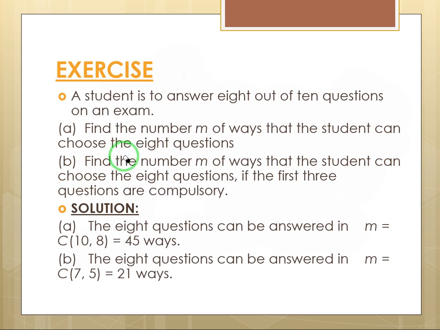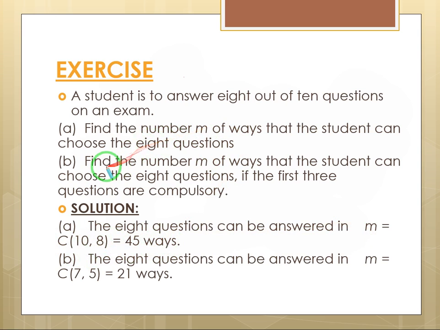Coming to the example: a student is to answer 8 out of 10 questions. How many total questions? 10, and how many need to be solved? 8. Find the number of ways the student can choose the 8 questions. Simple method. How many total questions? 10. How many can be solved? 8. Okay, so what should it be? 45.